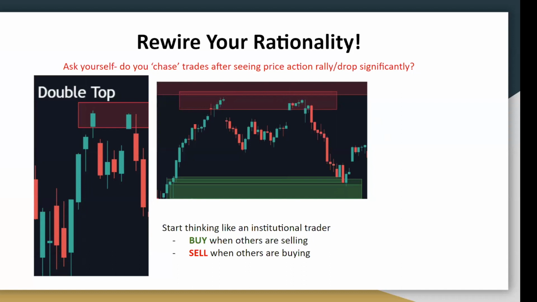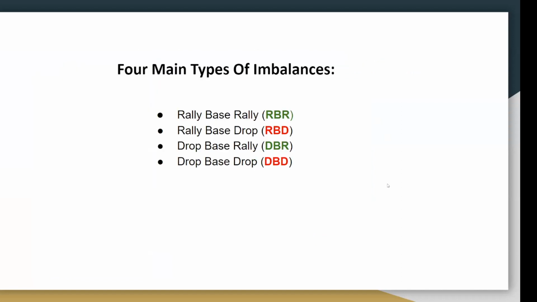So that's just my little spiel on that. And then usually there's 4 different ways of how the market will actually move. There is what is known as a rally base rally, which is creating a demand area. We'll talk about all these in a second.